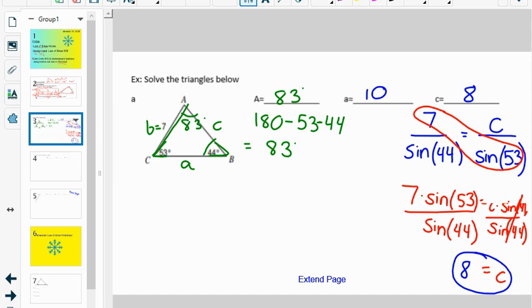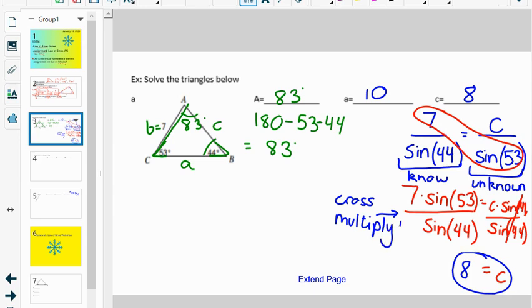Okay, so that's how the law of sines is used to find missing sides. This is what you know, the angle and side. This side is what you don't know. And then you use a proportion to cross multiply. And solve for the missing side.